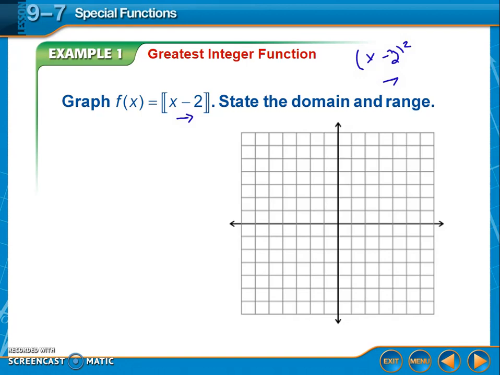So if the regular greatest integer function we were just looking at normally starts here with a filled in circle and goes here with an open circle and follows this pattern, when I graph this one, I'm moving it over 2 spaces. So it becomes here like this. And so then I get a filled in circle and I just keep going up.